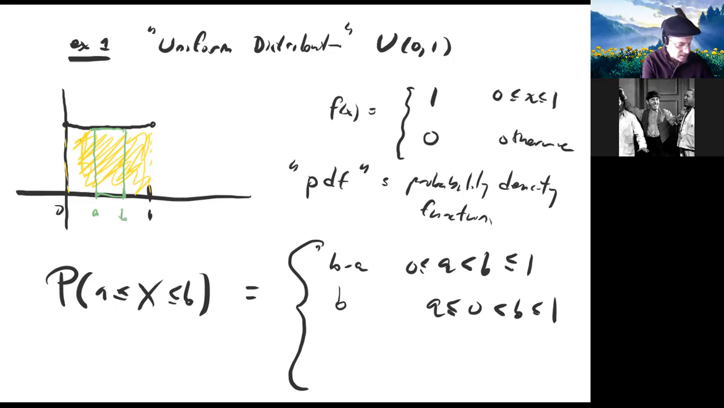And likewise, if 0 is less than or equal to A is less than or equal to 1 is less than B, then you would be integrating from A to 1, and you would get 1 minus A as the area. So that completely determines the probability of a uniform random variable of type U01.